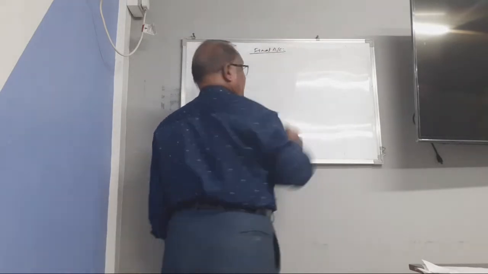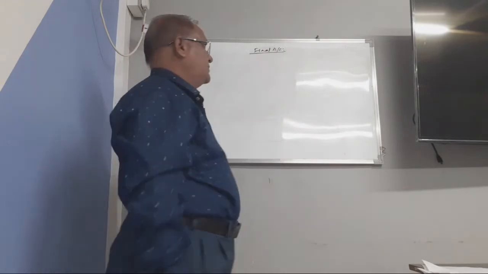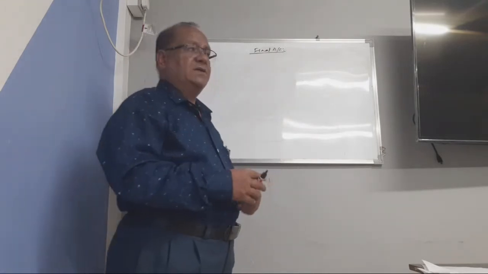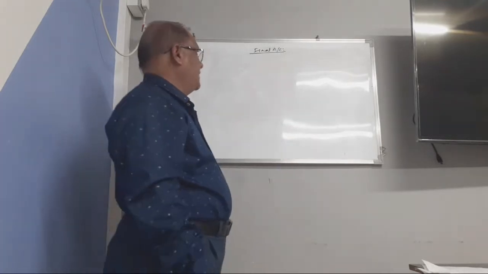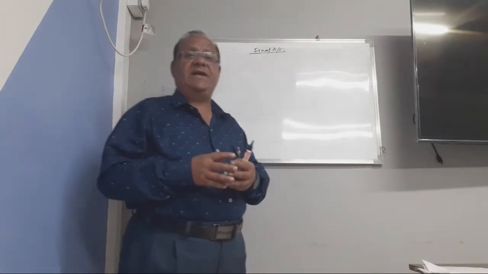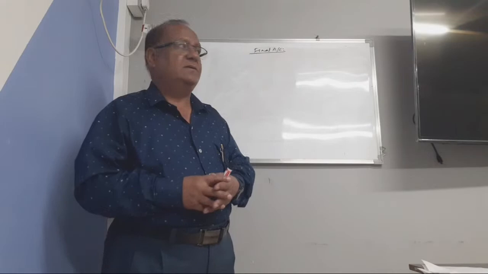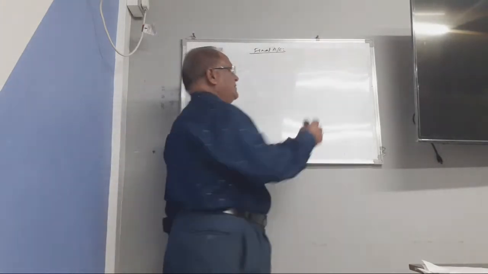Final account of partnership and another account is final account of not for profit concern. Two types of final account we are preparing. Now, what is the meaning of final account first? The account which is prepared at the end of the accounting year by means of trading account, profit and loss account, and balance sheet is called a final account.